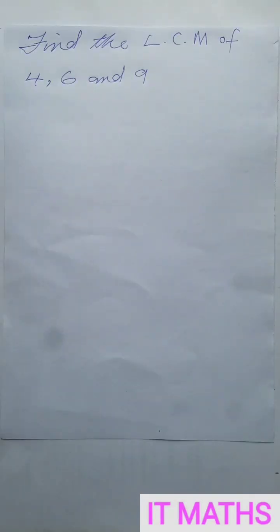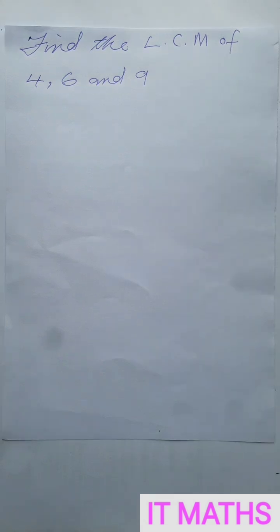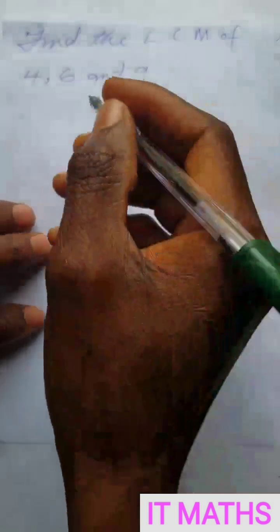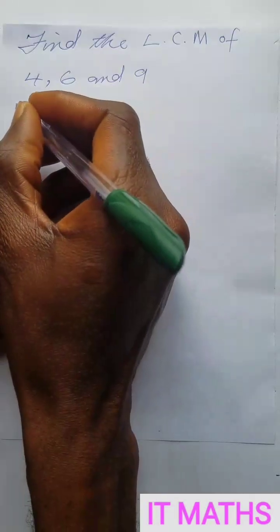Now this one is for you. Please pause the video and try it out before you continue. Find the LCM of 4, 6, and 9. Like I always recommend, I recommend method 3. But if I were you, I'll just try my hands on all the 3 methods. Assuming you've unpaused the video and then you've gotten your answer, let's do it together.